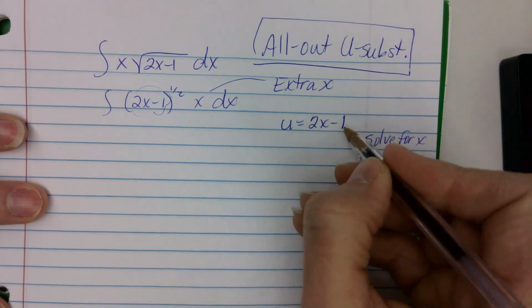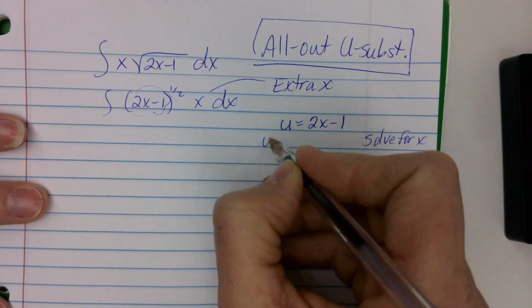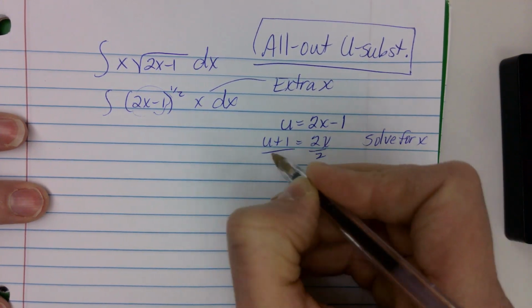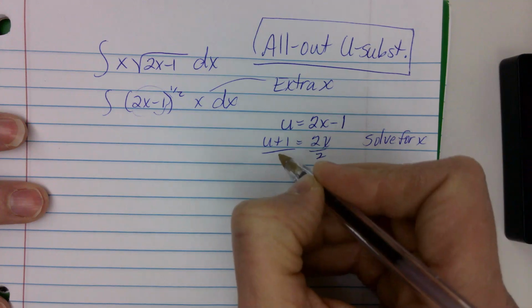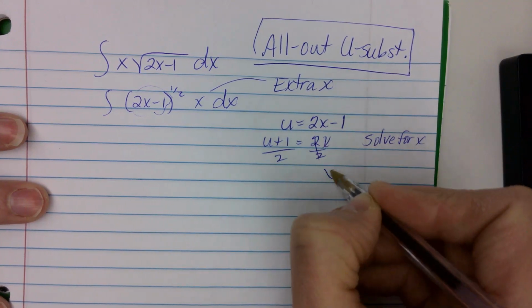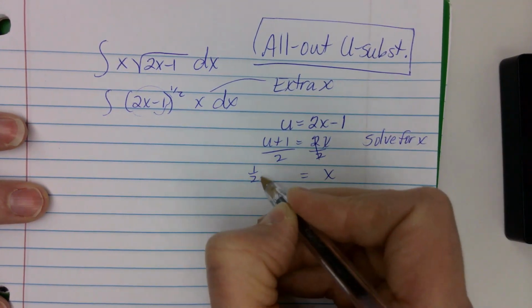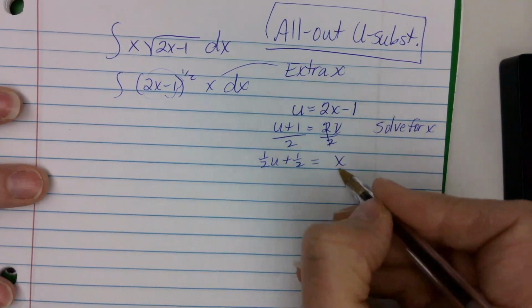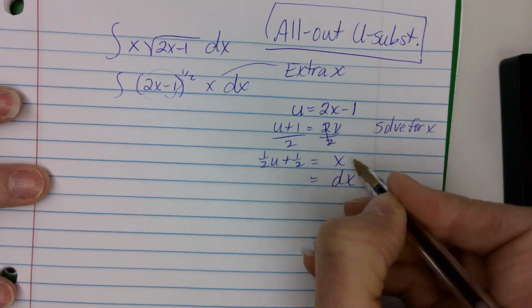What would I need to do to solve for x? Add 1. Divide by 2, or multiply by 1/2, right? Would that be 1/2 u plus 1/2 if I distributed it? And therefore, what would dx be now?